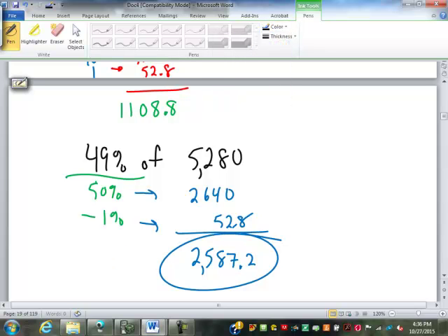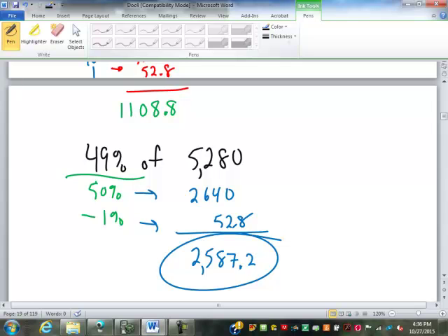Now looking at this, there is some work to it. But if you're totally stumped on dealing with percents, it is one way to approach it. Any percent out there you can find by using these benchmarks. It's just a combination of 10%, 1%, 50%, and 5%. Actually, you could do it with 10% and 1% if you wanted to. It's just a lot of adding and subtracting.